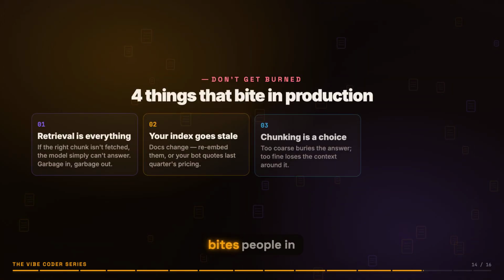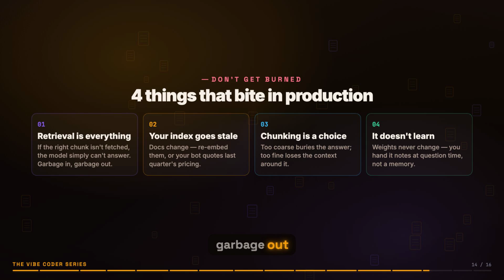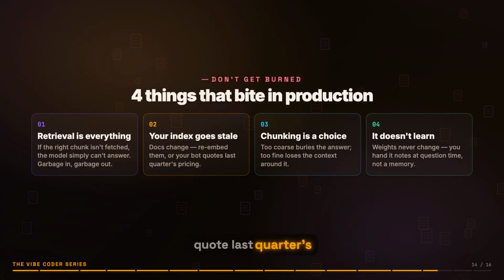Now for the part that bites people in production. First, retrieval is everything. If the right chunk isn't retrieved, the model literally cannot answer correctly, garbage in, garbage out. Most of the AI's dumb complaints are actually bad retrieval, not a bad model. Second, your index goes stale. The model answers from whatever you embedded, so when a document changes, you have to re-embed it, or your bot will confidently quote last quarter's pricing.